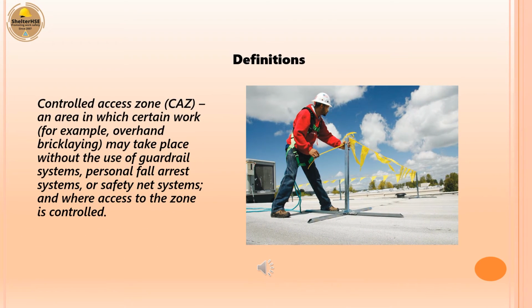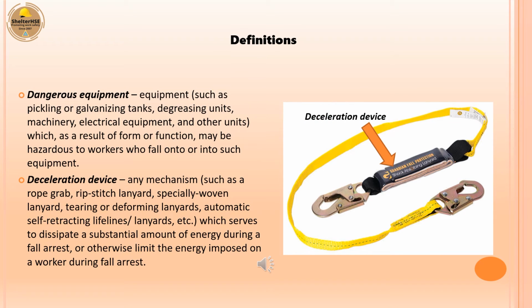Controlled Access Zone, CAZ: an area in which certain work, for example overhand bricklaying, may take place without the use of guardrail systems, personal fall arrest systems, or safety net systems, and where access to the zone is controlled. Dangerous equipment: equipment such as pickling or galvanizing tanks, degreasing units, machinery, electrical equipment, and other units which, as a result of form or function, may be hazardous to workers who fall onto or into such equipment.